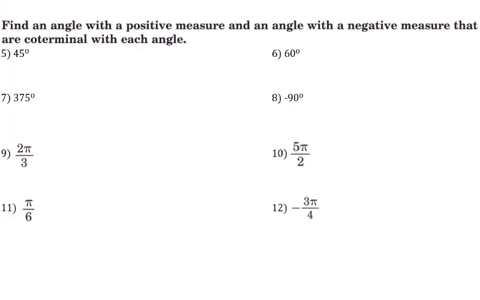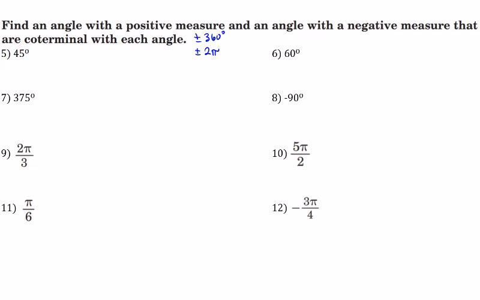So in these examples, we're trying to find an angle with a positive measure and an angle with a negative measure that are coterminal with each angle. Okay, so coterminal being that keyword. So remember, with coterminal, with degrees, we're going to add or subtract 360. And with radians, we're going to add or subtract 2 pi. Okay. All right. So number 5.